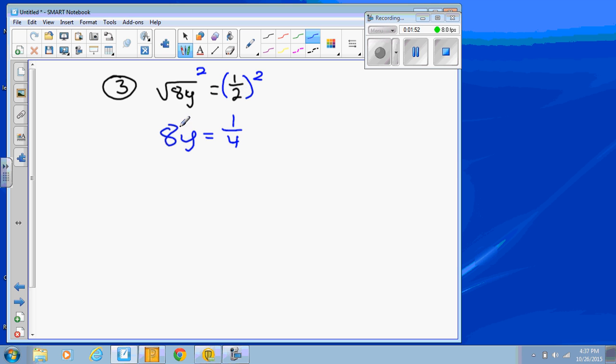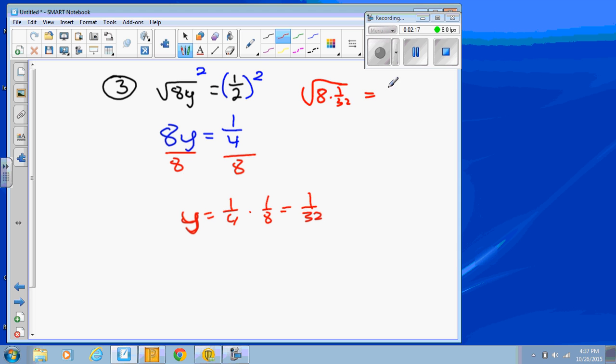And now I have to get rid of this 8. So I'm going to divide by 8, which is the same as multiplying by 1 over 8. But I'll write it this way, either way. Divide by 8, which is 1/4 times 1 over 8, which is 1 over 32. So that's the answer to this one. That's y equals that. If I want to check, the square root of 8 times 1 over 32 equals 1/2, which means the square root of 1/4 equals 1/2, which is correct. So there's my answer, 1 over 32 for number 3.